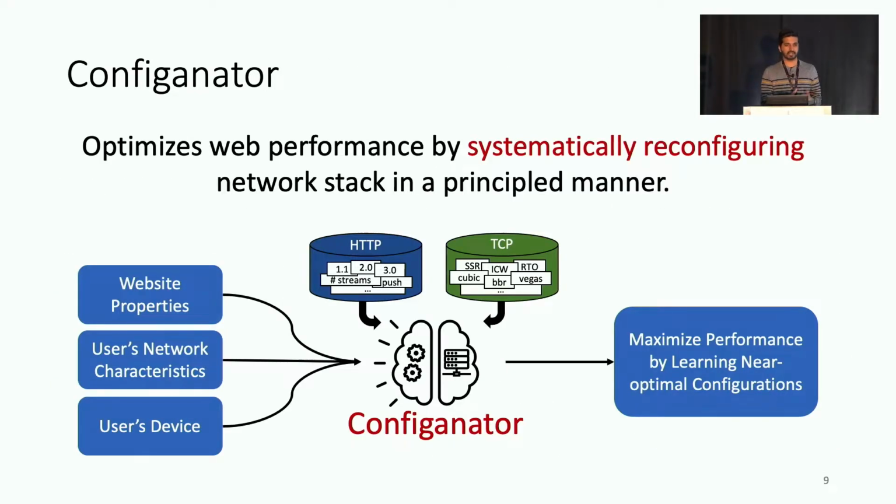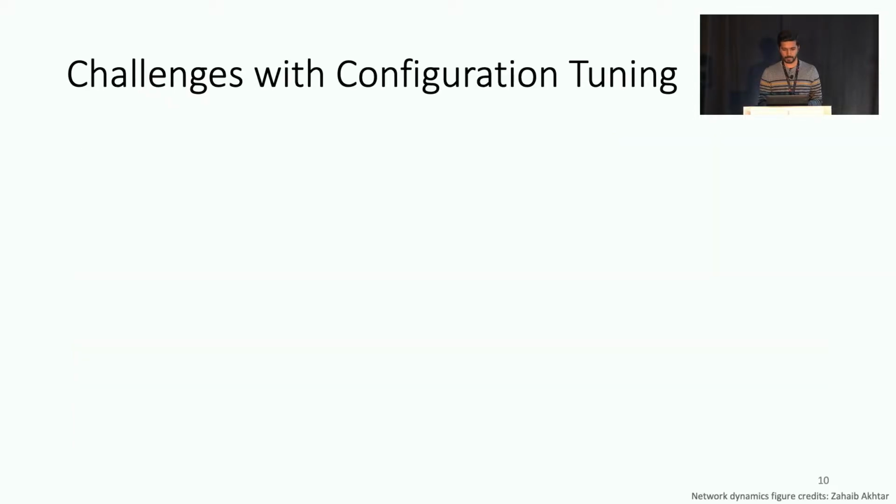So our system called Configanator optimizes web performance by systematically reconfiguring TCP and HTTP layer configurations. Taking as input features like website properties, network condition, and device, it learns optimal or near-optimal configurations in a very principled manner and reconfigures connections at a fine granularity to improve performance. The design of such a system faces a number of challenges when we are talking about CDN or internet scale.